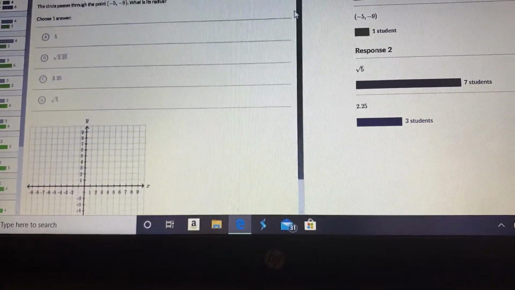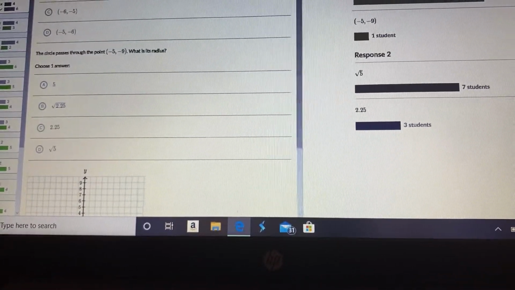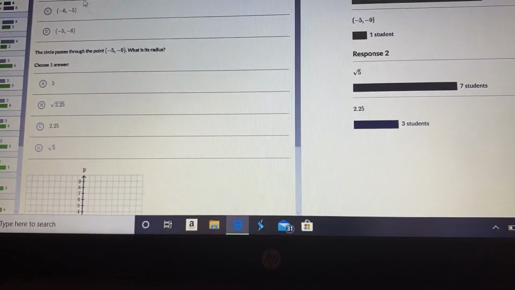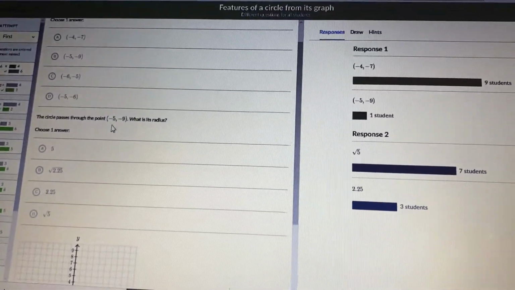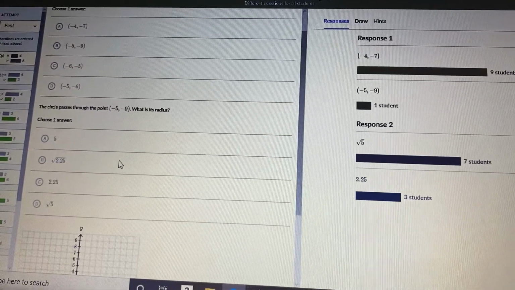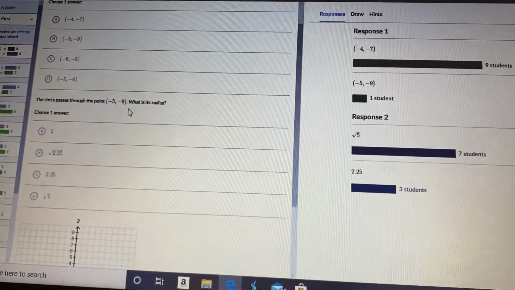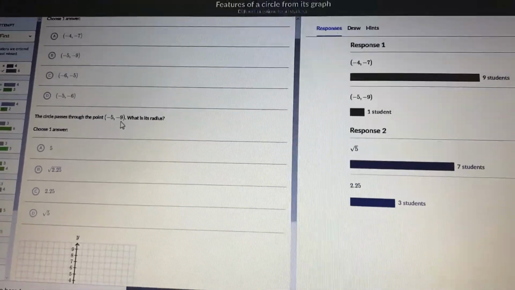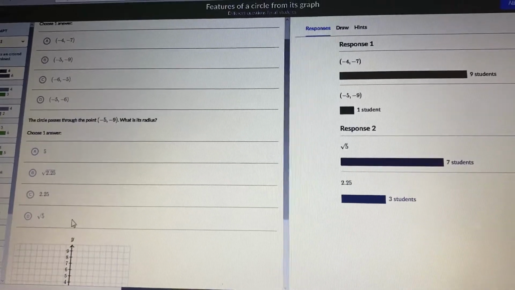Well, noticing this correct center at -4, -7, and this point, how far is it from -4 to -5? Sorry, that's 1, so 1 squared. And then how far is it from -7 to -9? Well, that's 2. 2 squared is 4. 4 plus 1 would be the square root of 5. So you're going to use that distance formula again.